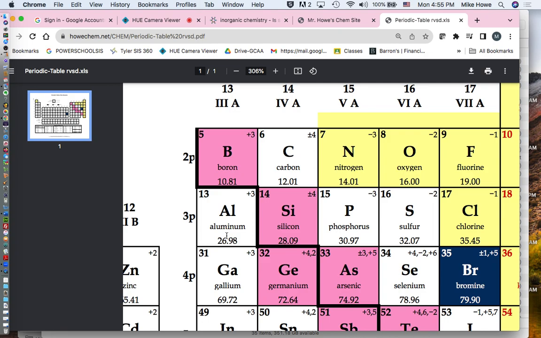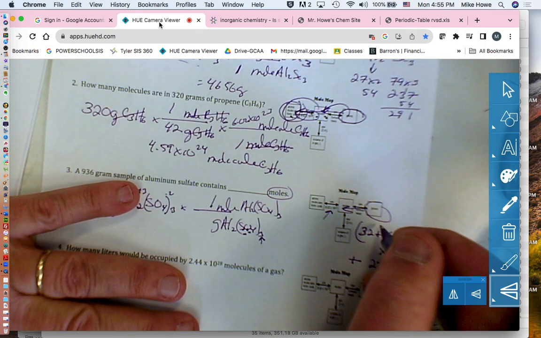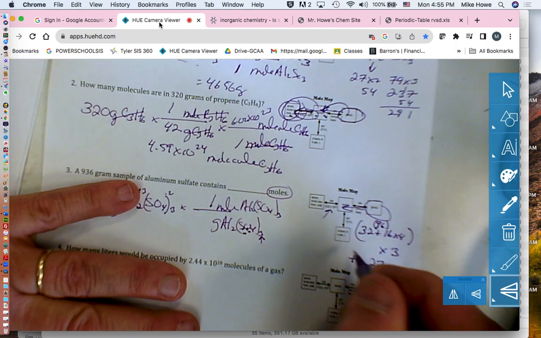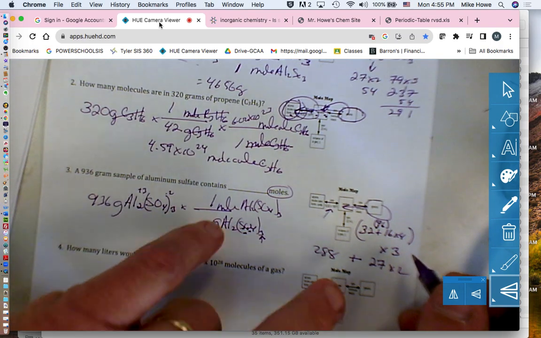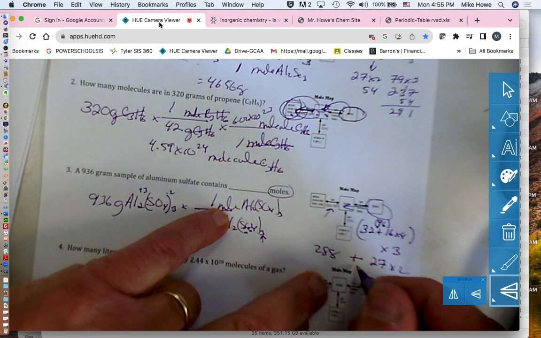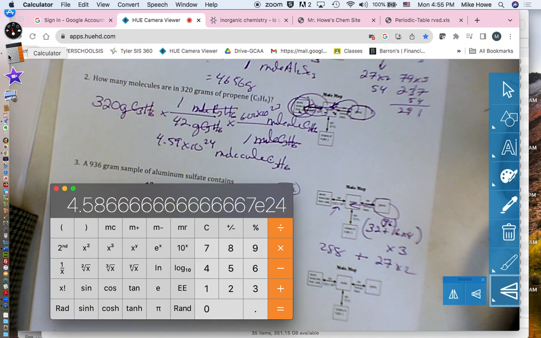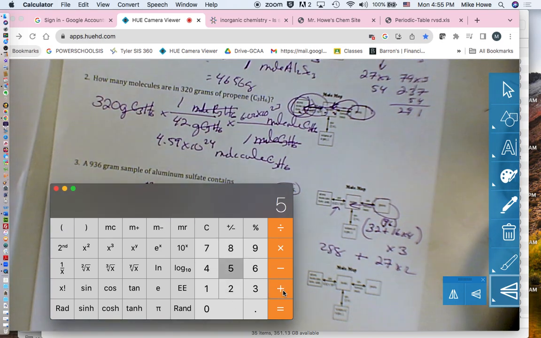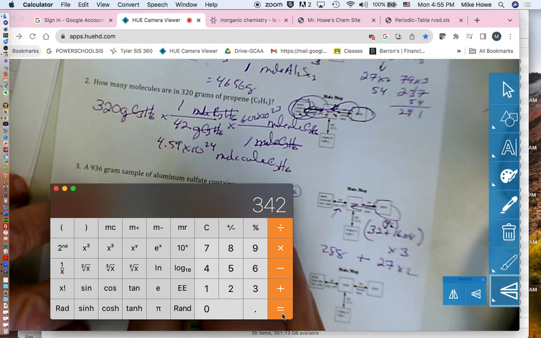All right, so 16 times 4, go back so you can see what I'm doing. 16 times 4 is 64. Add the 32 makes 96. So really we have 96 inside the parentheses, times 3. So 96 times 3 would be 288. Then you can do that on the calculator. And 27 times 2 is 54, so it's 288 plus 54, which equals 342. So this is 342 grams.